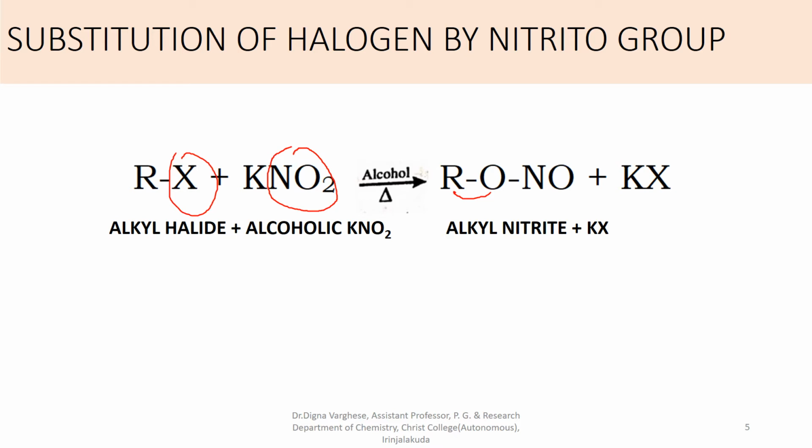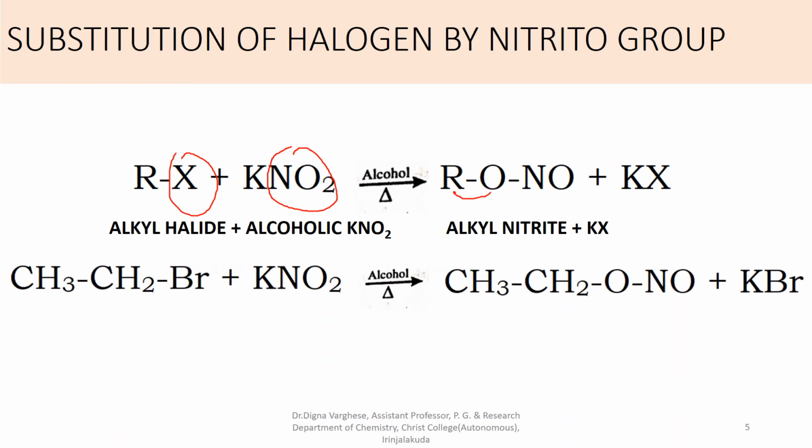Alkyl nitrite. Another example is when ethyl bromide reacts with alcoholic potassium nitrite. Here the bromide is substituted by the nitrite part, ONO, that is ethyl nitrite is formed and potassium bromide is eliminated.